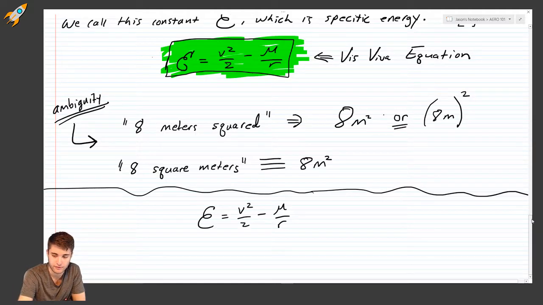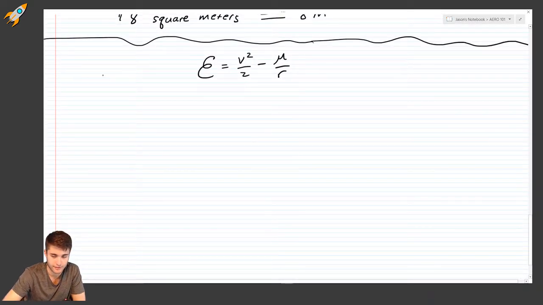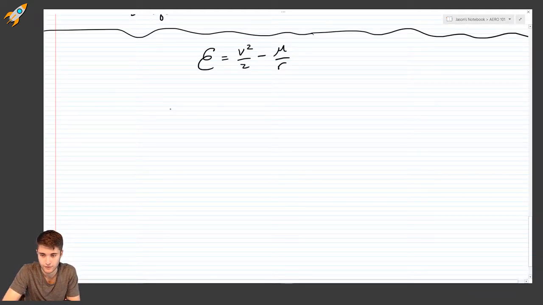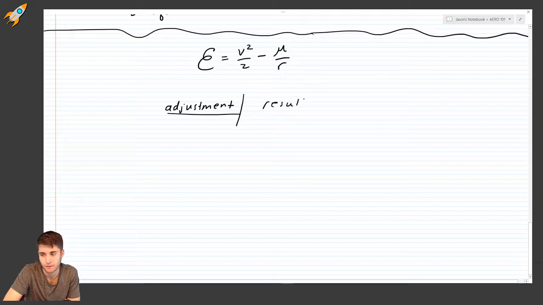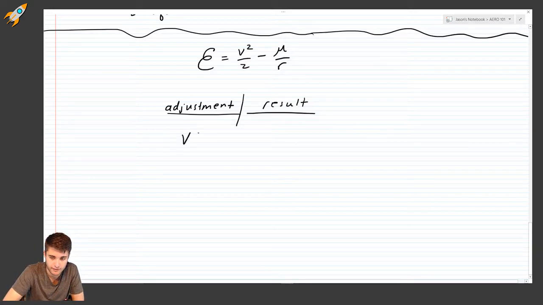If we increase velocity... Oh, come on. So let's take a look, right? So we're going to go like this. So we're going to go adjustment column. Result. Okay? So if we increase the velocity at any given point of your orbit, if we see velocity goes up, then specific energy goes up.